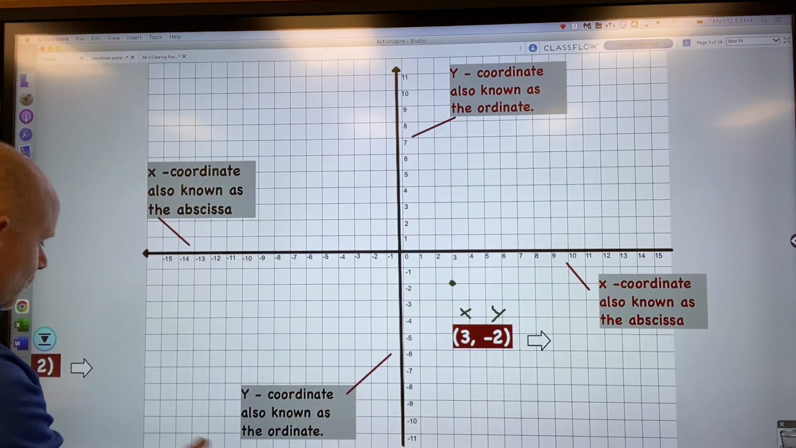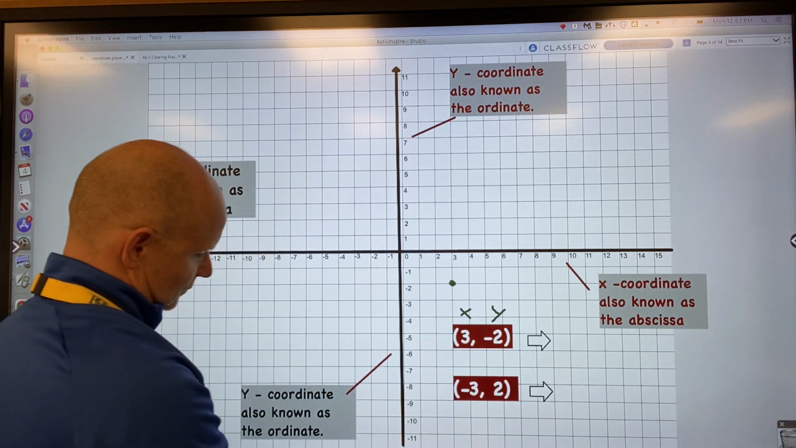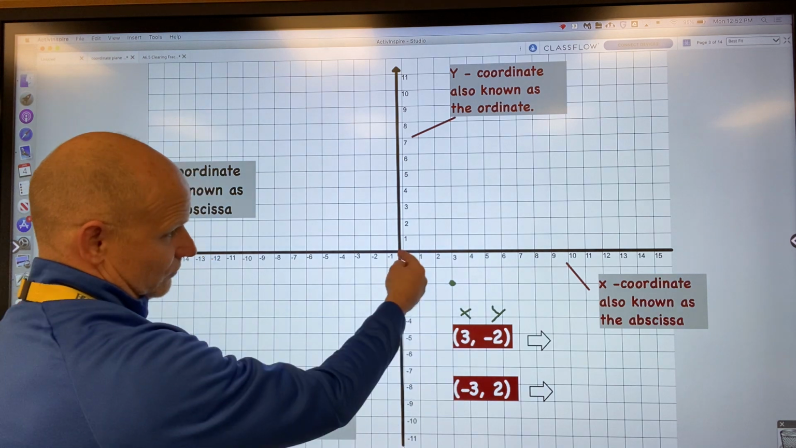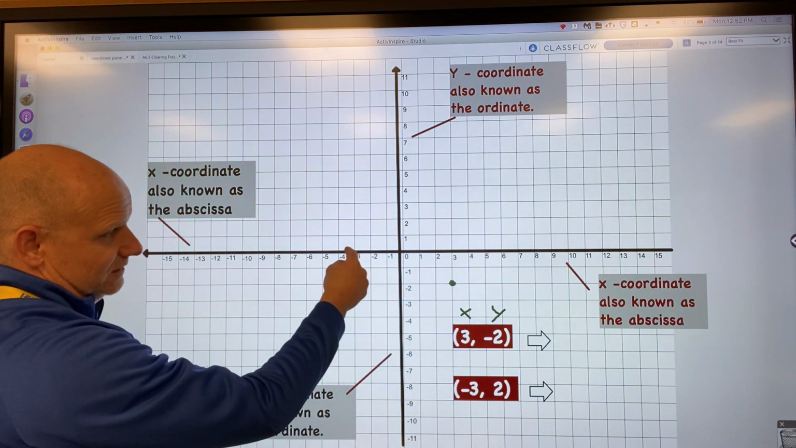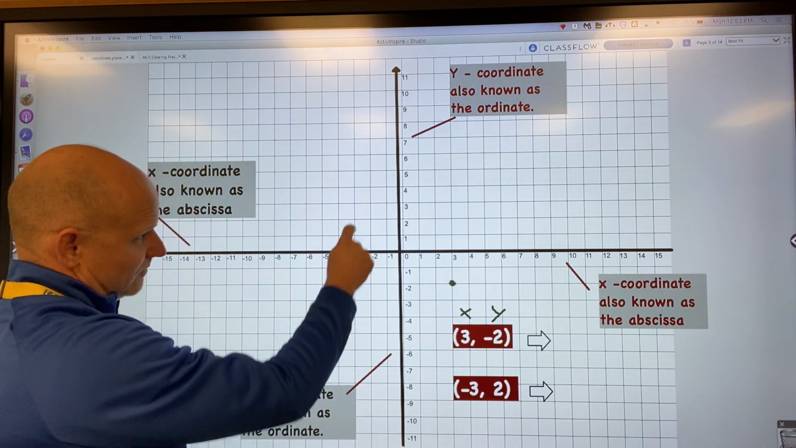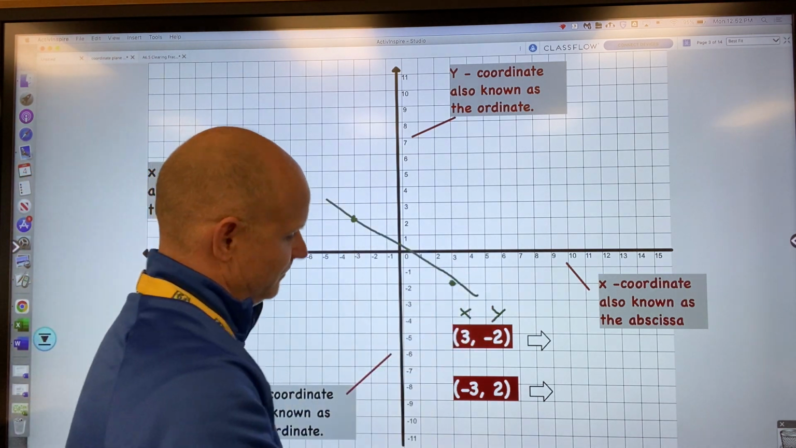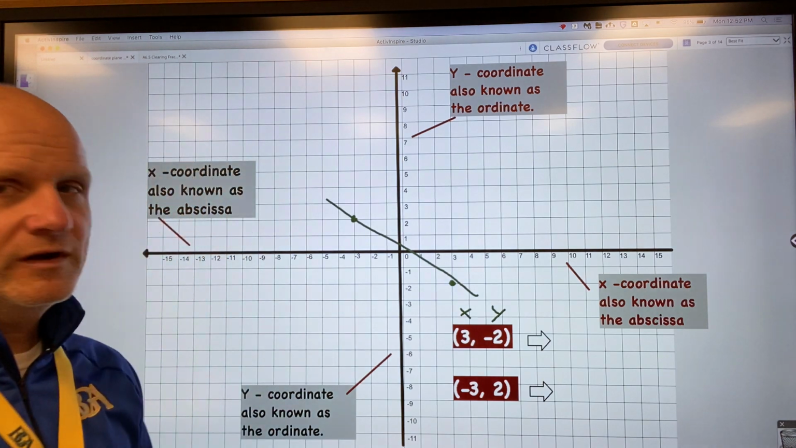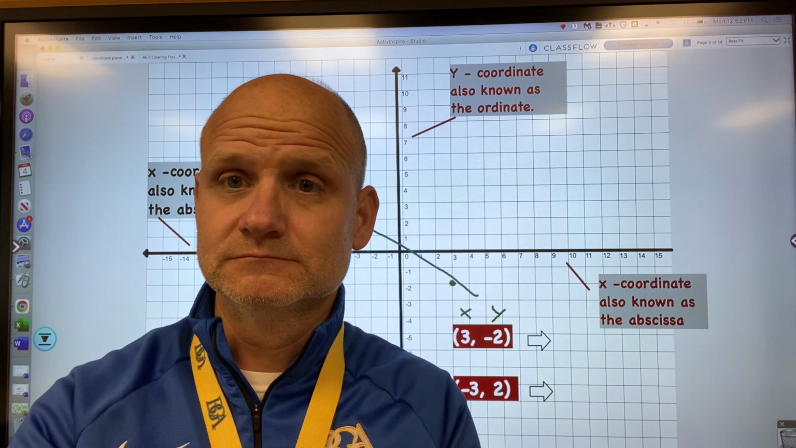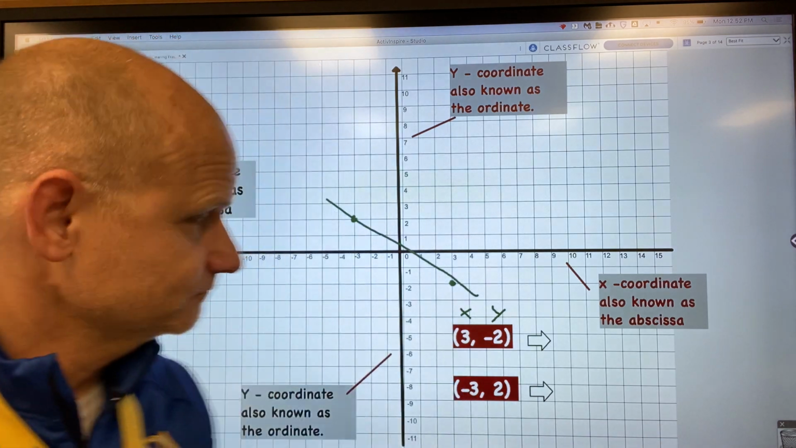And then if I had another ordered pair that said -3, 2, okay, so my first number is for my x. So I would go this way, -3, 1, 2, 3. And then I'm going up 2, and I would plot my point. And then you can even draw a line to connect the points, okay? But anyway, a coordinate plane allows you to plot points on a two-dimensional surface and graph if needed.